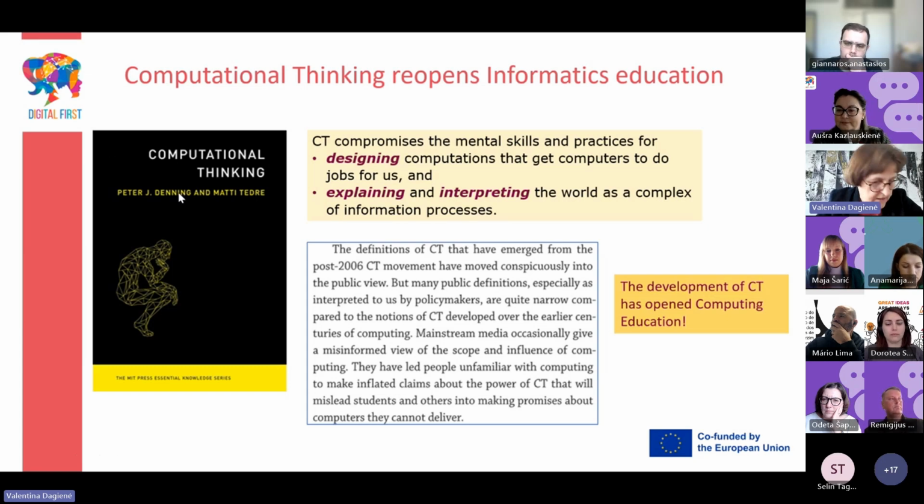I wanted to also pay attention to one of the newest books. This is from two researchers, Denning from the US and Matti Tedre from Finland. It is a short book, but it explains informatics teaching and computational thinking really nicely. They wrote that computational thinking comprises the mental skills and practices for designing, explaining, and interpreting the world as a complex of information processes, which is really good to read.